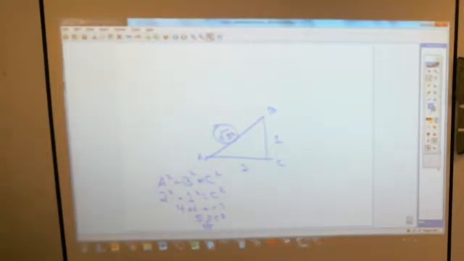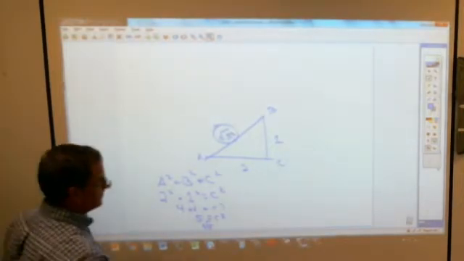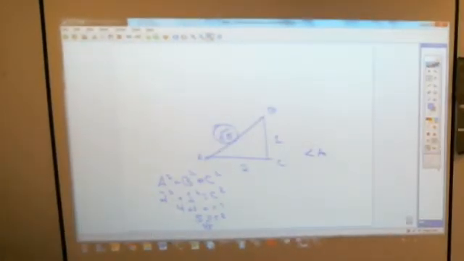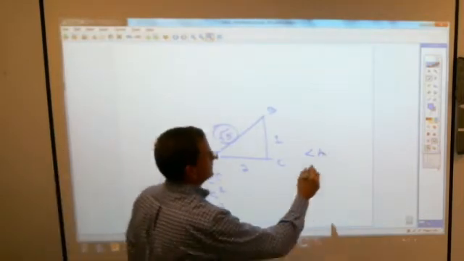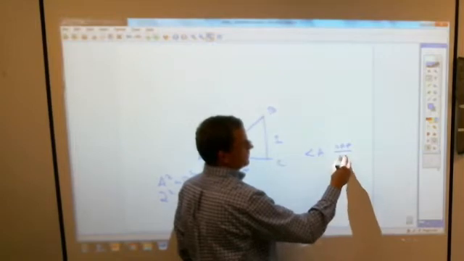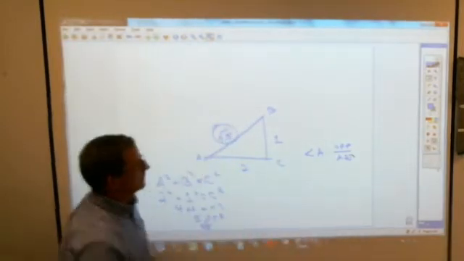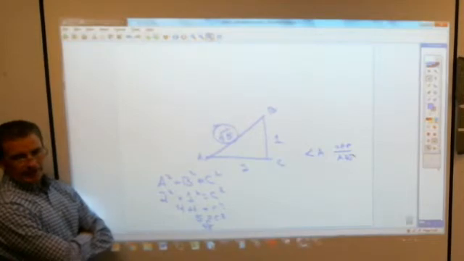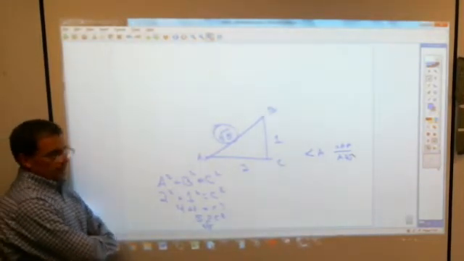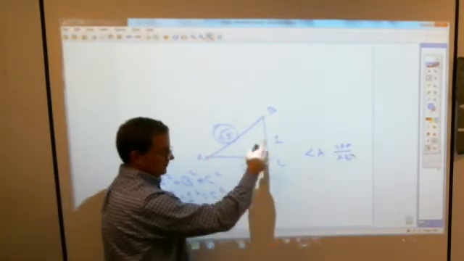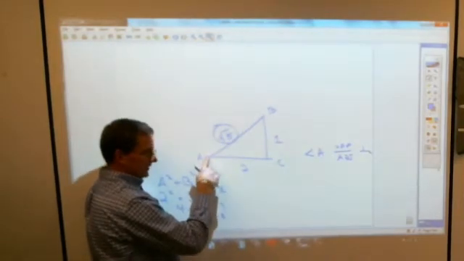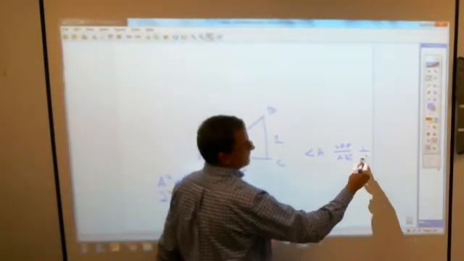So letter A says, with respect to angle A, the first ratio is supposed to be opposite to adjacent. What would be your fraction of opposite over adjacent for angle A? 1 over 2. Here's angle A. This is opposite angle A. The one that's not the hypotenuse touching angle A is its adjacent side, so it is 1 over 2.